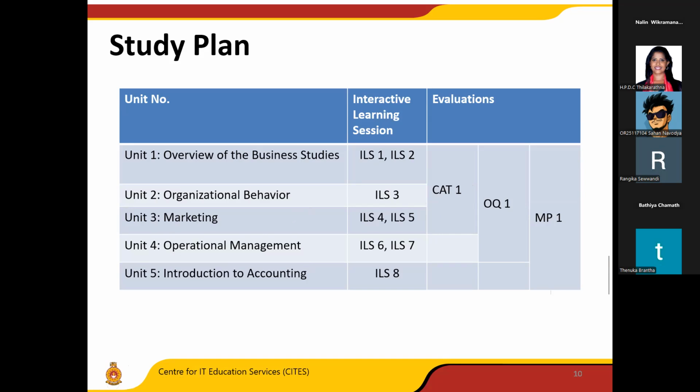The CAT is also an examination, and the OQ. OQ is an online quiz. The online quiz will be conducted after completing up to Unit 4. The online questions will be given through the LMS. And the final one is the mini project. The mini project is assigned at the end after completing all the sessions from ILS 1 to ILS 8. Since it covers the entire syllabus, you must start working on it earlier.